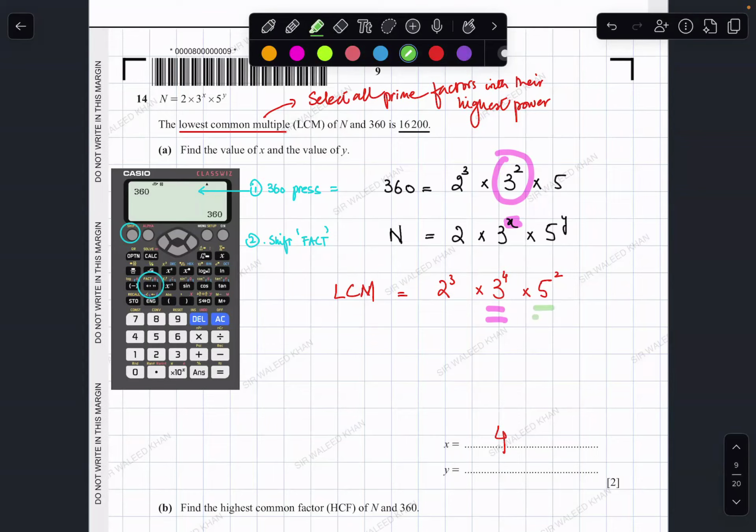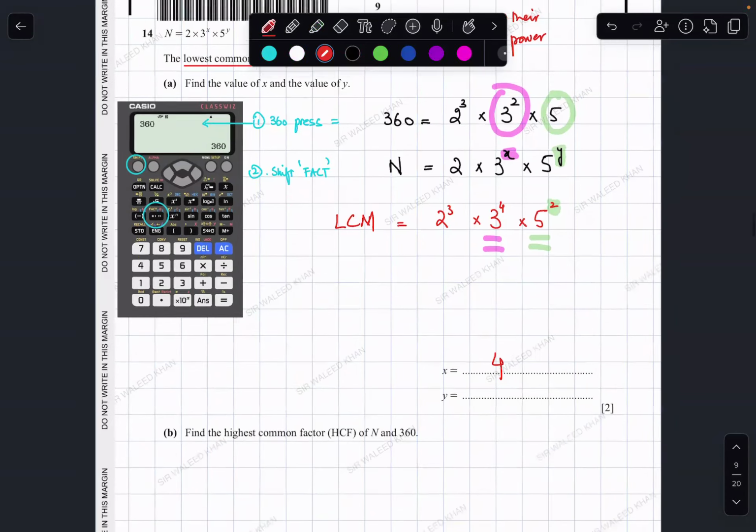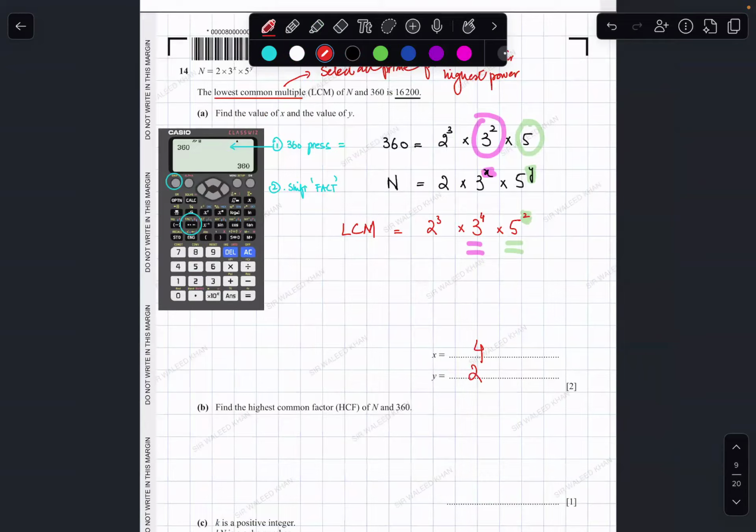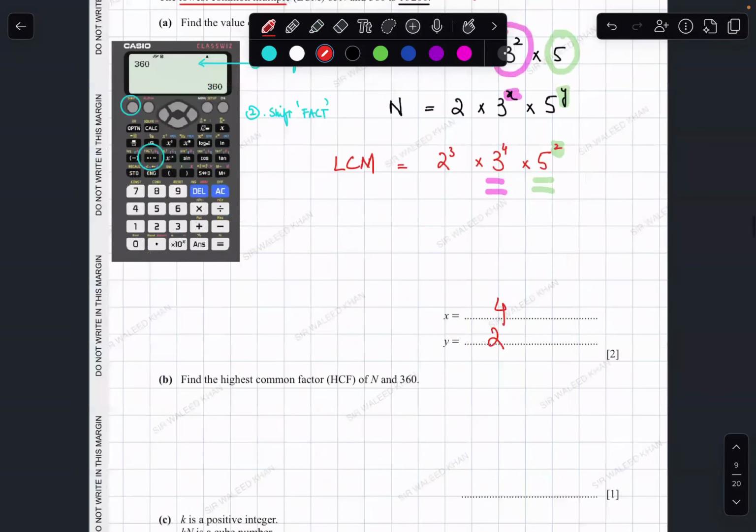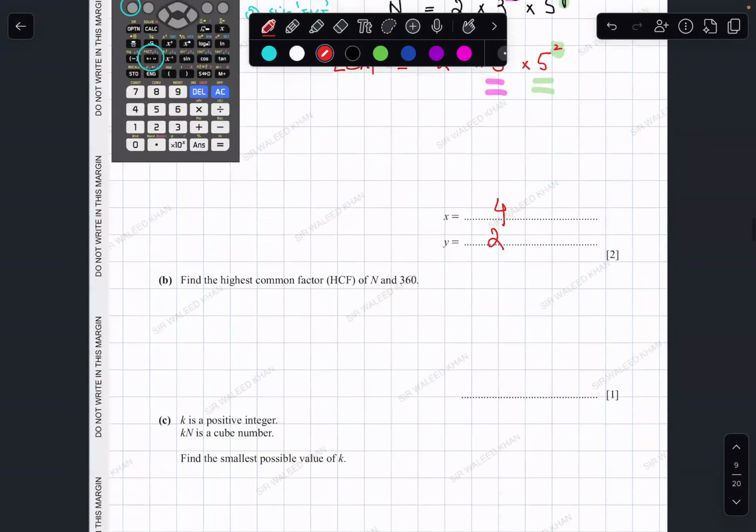We can see that the LCM is showing a 5 square. LCM is selecting the prime factor with its highest power. So that means there exists a 5 square in either 360 or n. I can't see a 5 square over here in 360, so the value of y should be 2. Got it? Okay. Find the highest common factor, HCF, of n and 360.